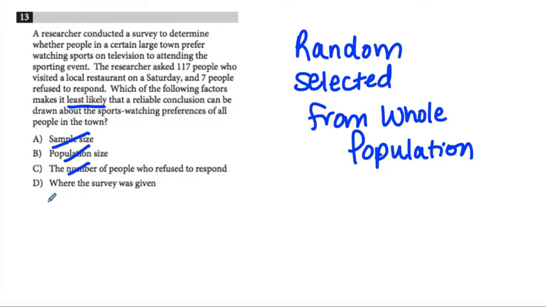But the thing about it is where this survey was given made it so it wasn't randomly selected from the whole population. It was given at a local restaurant. A local restaurant in a city could be all the people that live locally, right around it. Or it could be a sports bar where everyone in the bar right now is people that like sports. So that is not randomly selected from the whole population. So where the survey was given is the reason that makes it least likely that a reliable conclusion can be drawn. Thanks. Hopefully that was helpful.